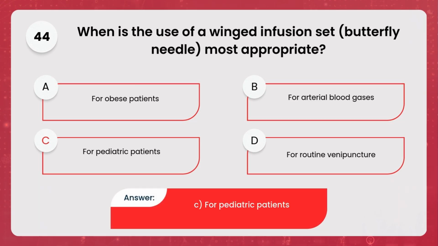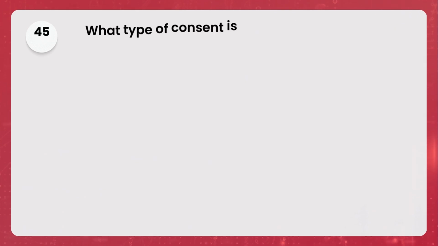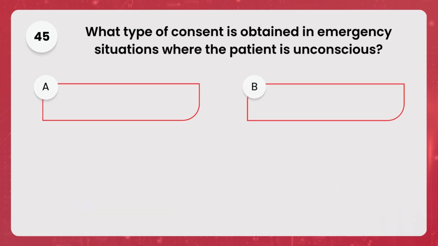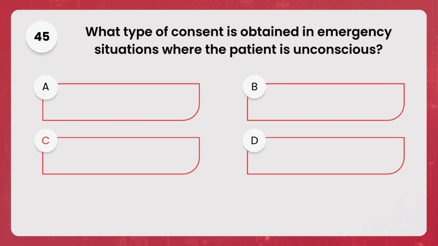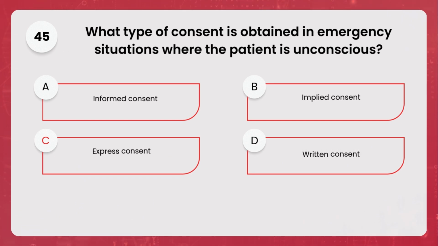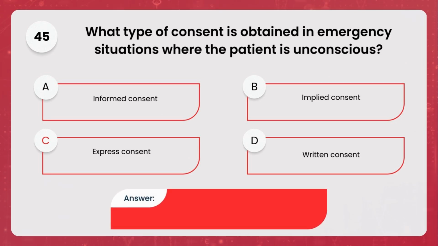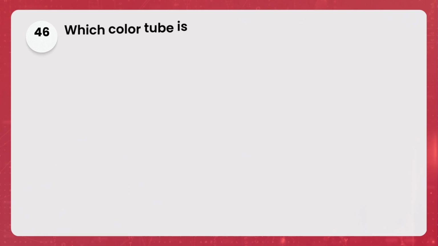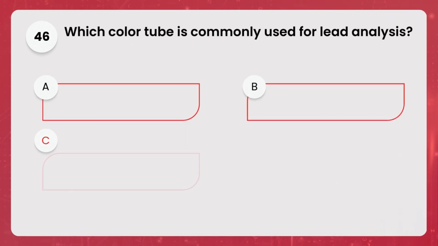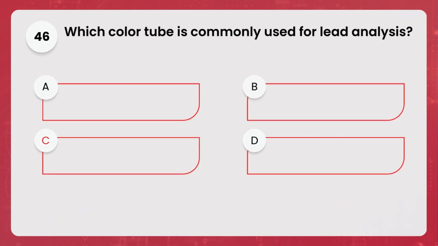For pediatric patients. Number 45. What type of consent is obtained in emergency situations where the patient is unconscious and no legal guardian is available? A. Informed consent. B. Implied consent. C. Express consent. Or D. Written consent. The answer is B. Implied consent.